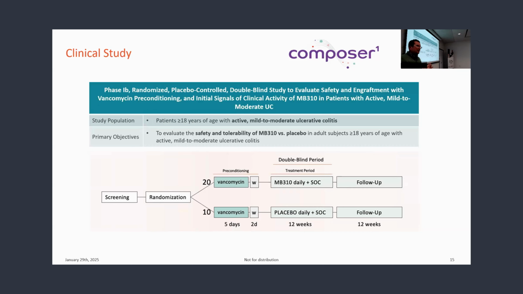The secondary endpoint is looking at the engraftment of MB310 strains in the gut of the patients, and also looking at early signs of clinical efficacy.